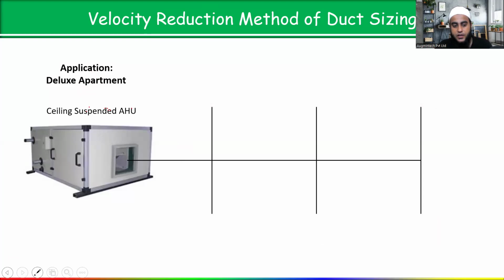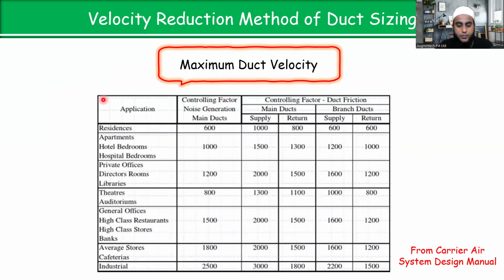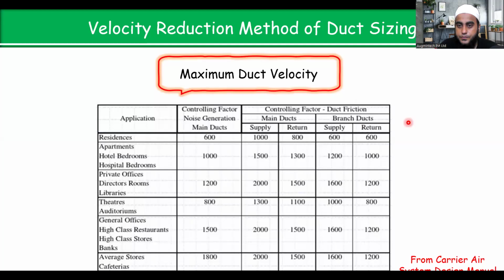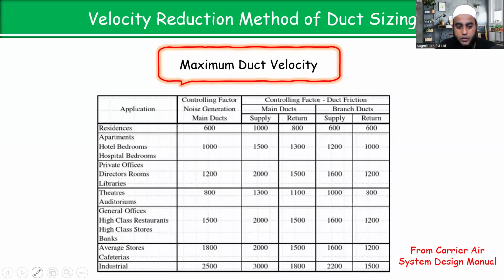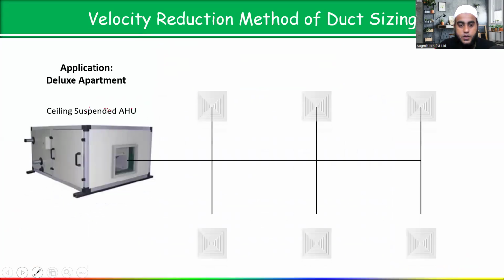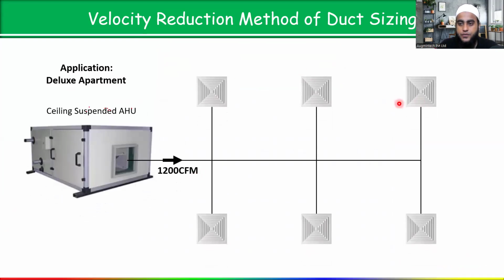When you see this table, I will show you. One minute, I will take a screenshot of this. Okay, now let's see. Take the example: 1200 CFM air, and the number of diffusers which we have taken in this deluxe apartment, suppose we have got six. We have decided to place six supply air ceiling diffusers. So if the total airflow is 1200 CFM, tell me how much air we need to supply from each diffuser? 200 CFM. So from each diffuser we have to supply 200 CFM.